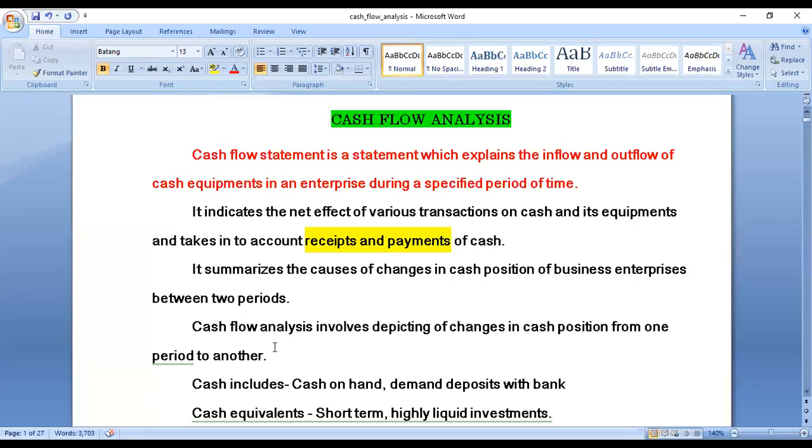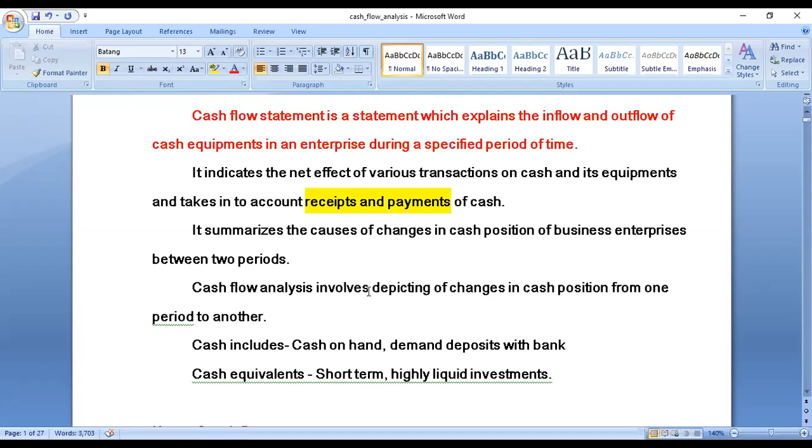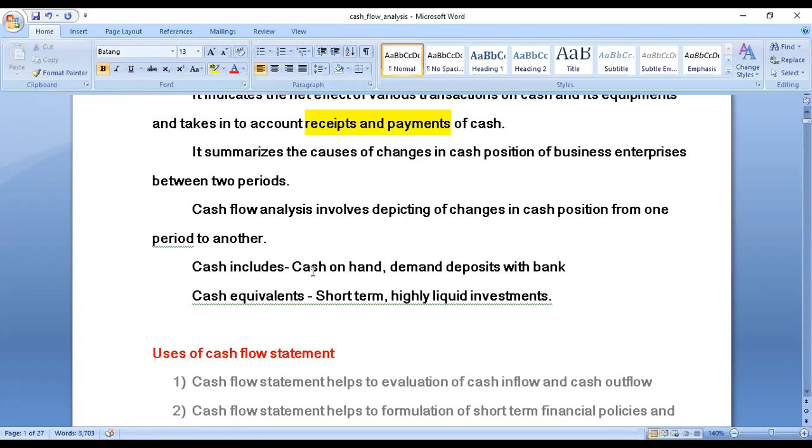One more meaning we have, cash flow analysis involves depicting of changes in cash position from one period to another period. Same meaning. Cash includes cash on hand, cash at bank, demand deposits with bank, etc. Cash equivalents include short-term highly liquid investments.